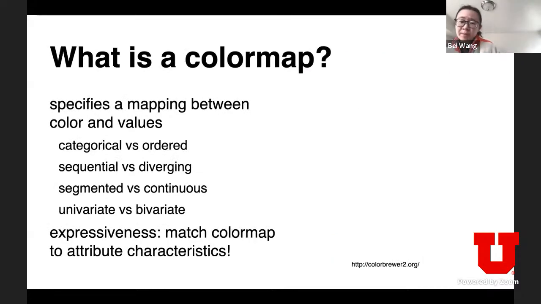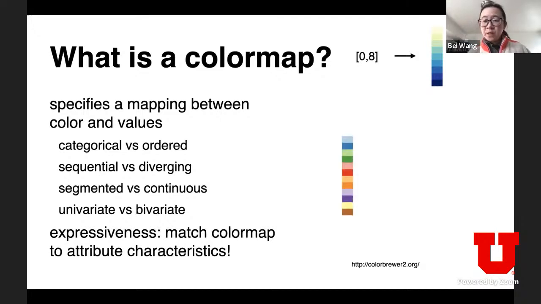So specifically, when we talk about color, if you recall, we mentioned in the first lecture on visualization the color map that comes out of ColorBrewer. A color map basically specifies a mapping between color and value. In this particular case, I'm mapping the values from 0 to 8 to 8 different colors.